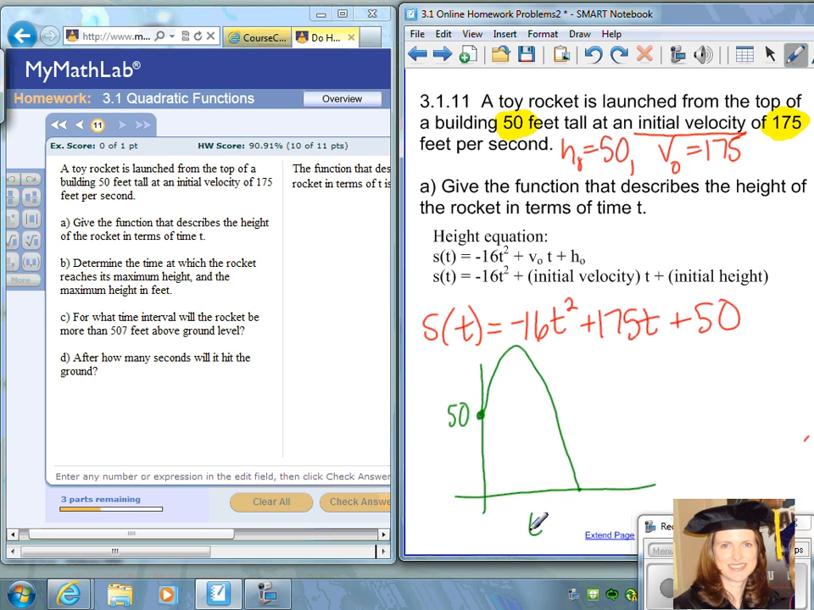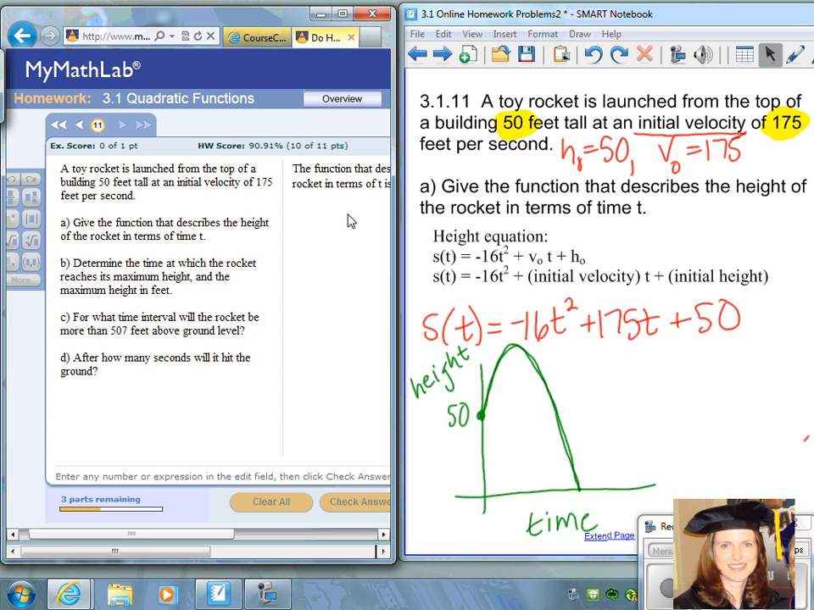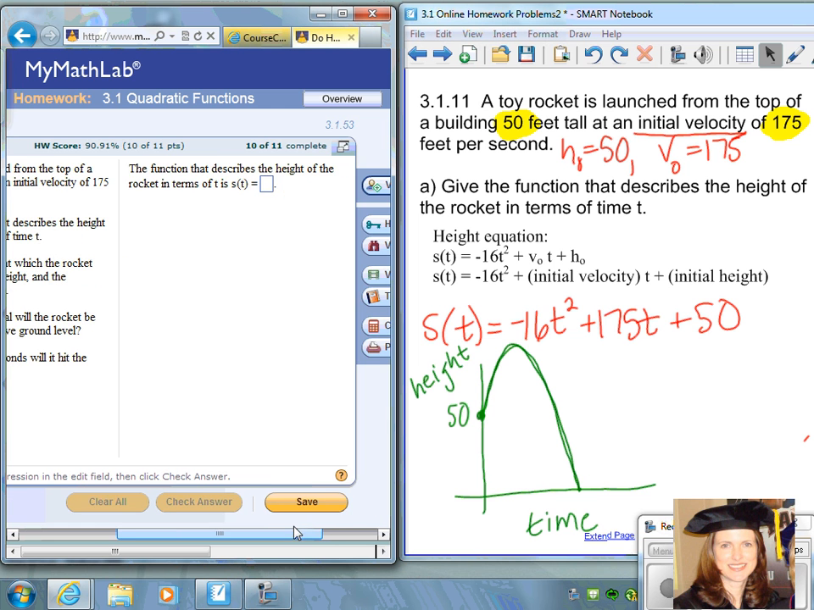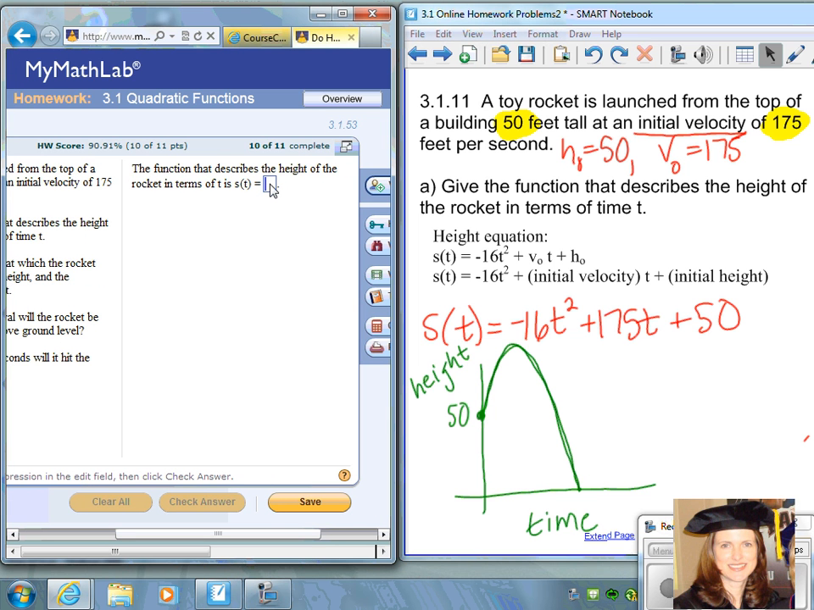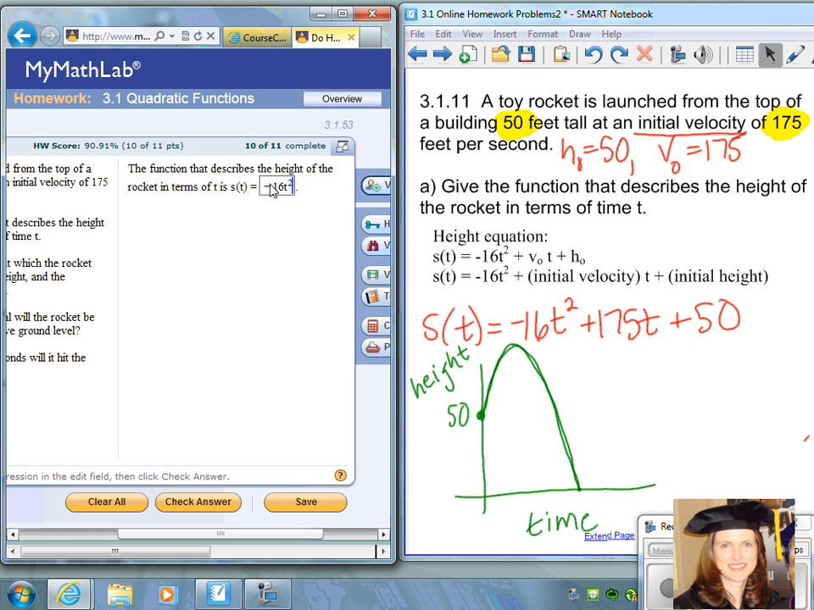As time increases, the horizontal axis is time, the vertical axis is your height. So as time increases, the rocket's going to go up, and then it's going to eventually come back and hit the ground. So that's our model equation that we use. So it's asking for -16t squared plus 175t plus 50.